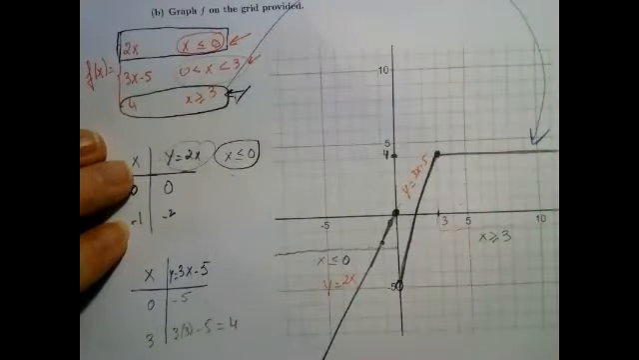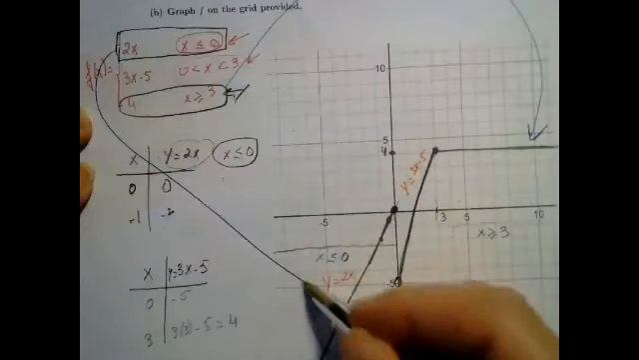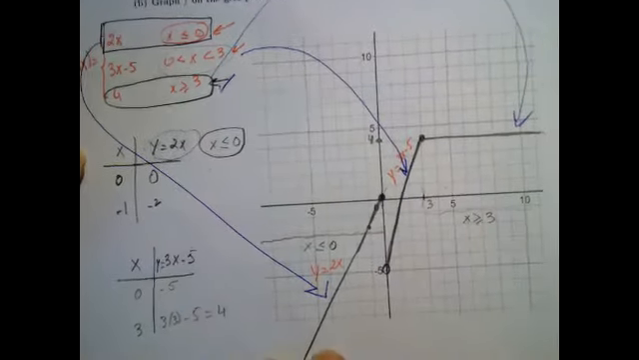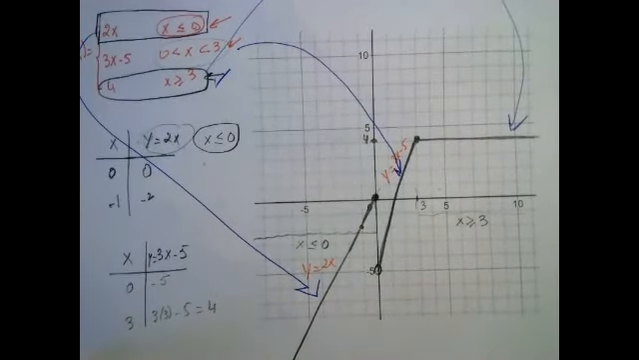So this one here, each piece is drawn by itself. This one goes here. This one is going right there. And that's really how my graph will go. Okay, now I have a question.